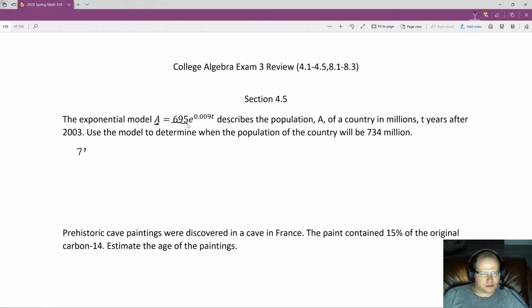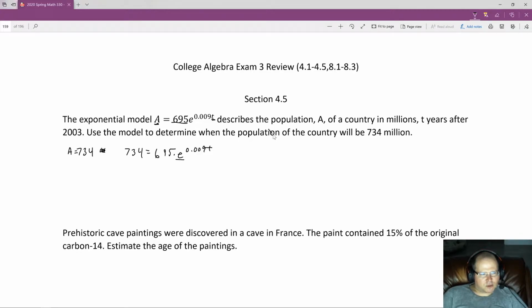So A is equal to 734 million, so A is equal to that. We are solving for t, so t is the unknown. Let's plug it in. 734 equals 695e to the 0.009t power. At this point, I would try to get the e by itself.